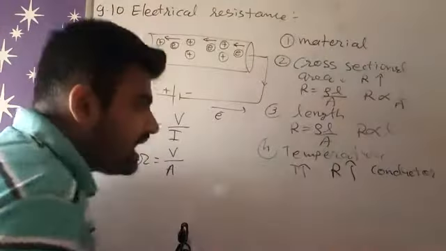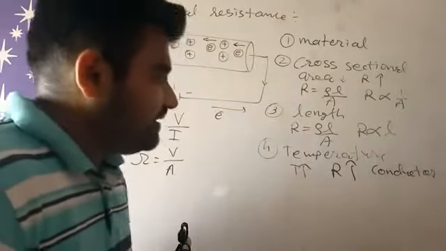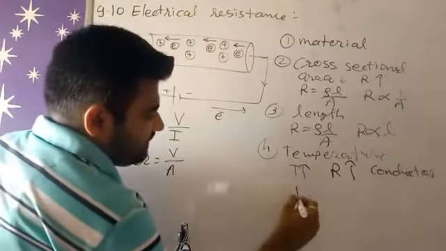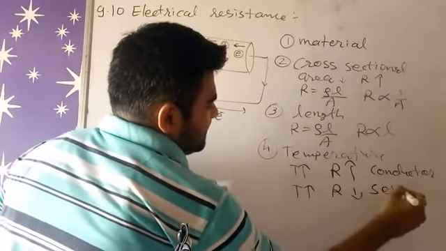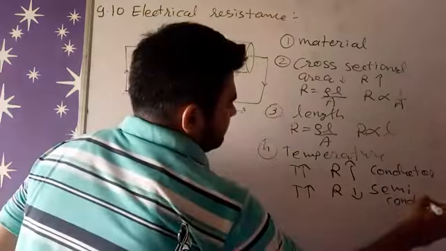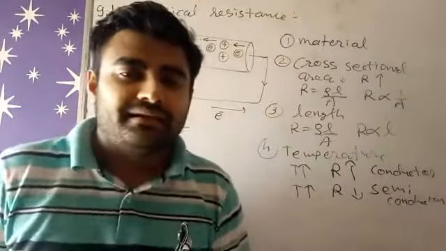An insulator doesn't have any effect of temperature. An insulator remains as it is, but for a semiconductor, if we raise the temperature, resistance will decrease. So that is our topic, electric resistance.